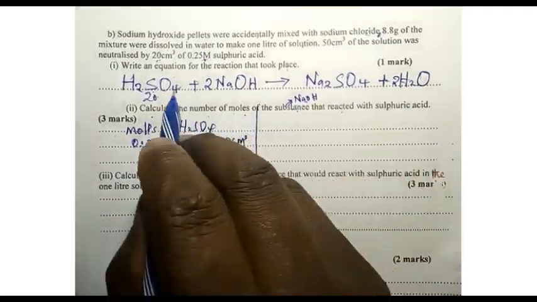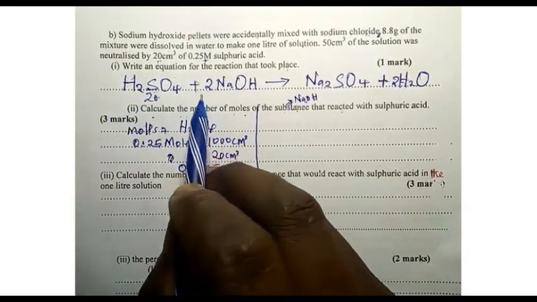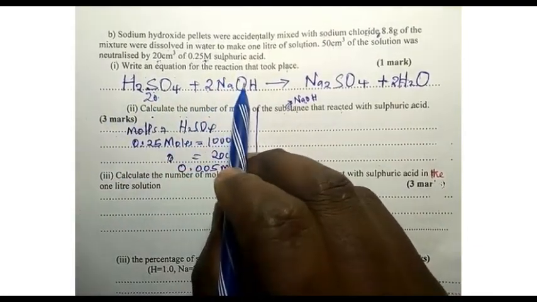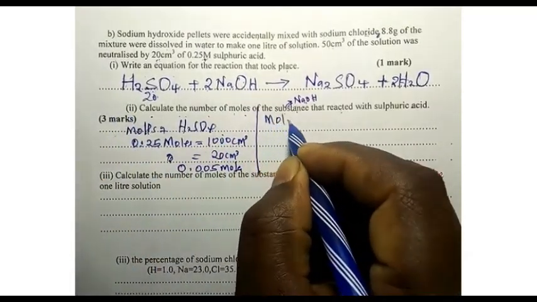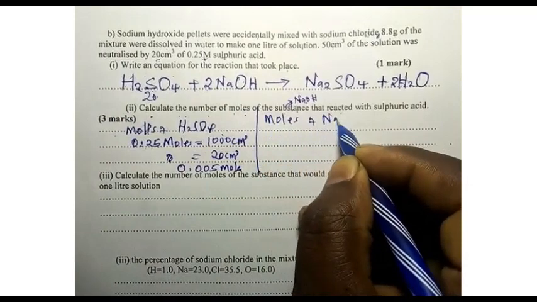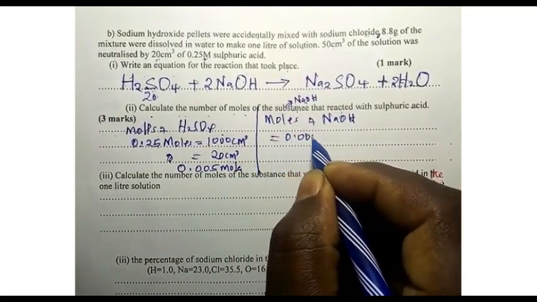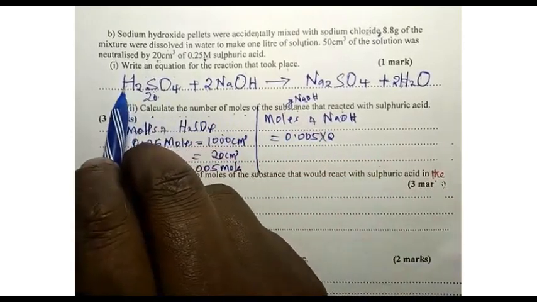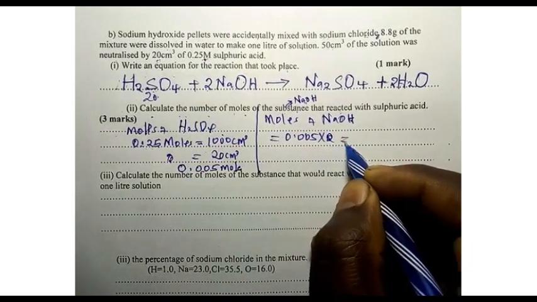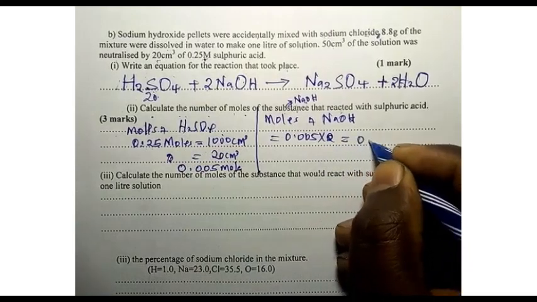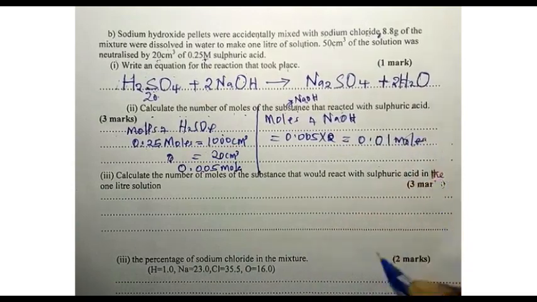Since now the mole ratio for sulfuric acid and sodium hydroxide is 1 to 2, it means that the number of moles of sodium hydroxide is going to be twice the number of moles of sulfuric acid. So moles of sodium hydroxide is 0.005 times 2 because of the ratio. This is 1 and this is 2. So this one will give us 0.01 moles. That is it.